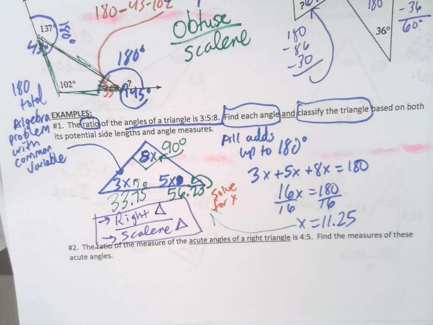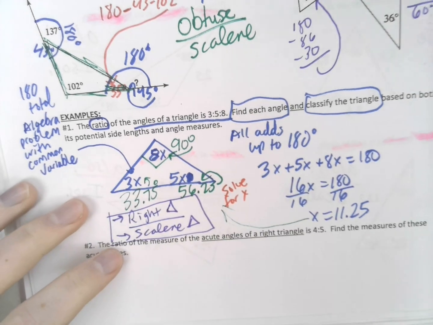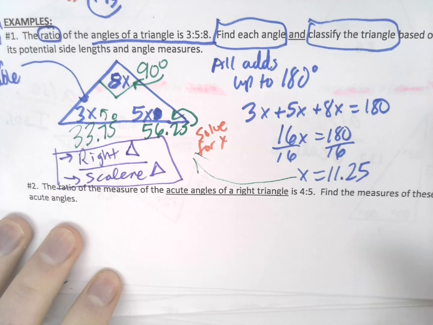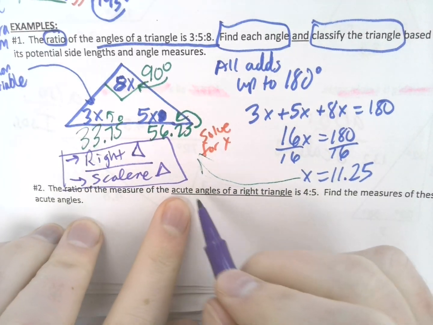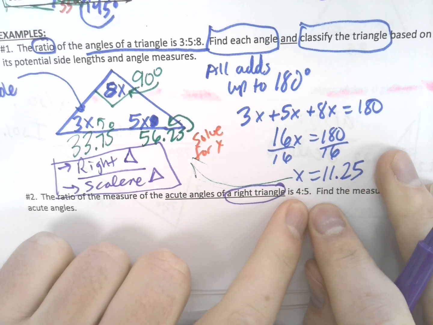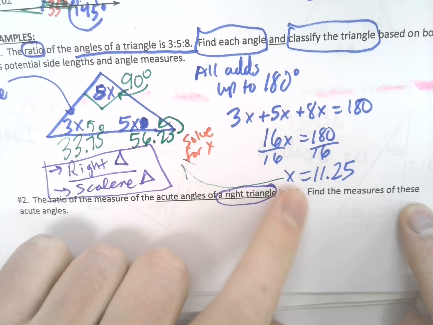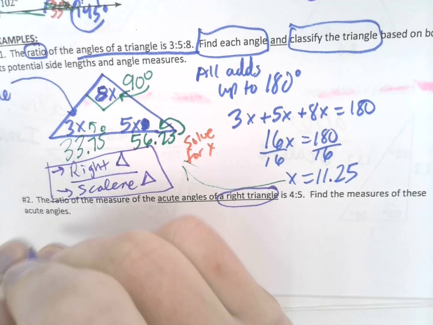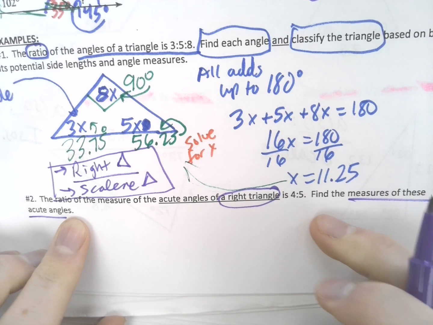Let's do one more together. One more like this. I'll set it up, or at least help you guys set it up, and then I'm going to let you take over from there. So let's look at number 2. So I'm going to zoom a little bit in here. There we go. So we know the ratio of the measure of the acute angles of a right triangle, they went ahead and told us it's a right triangle, is 4, 5. So all we have to do here, since we know it's a right triangle, is find the measures of these acute angles. So we're going to try and find our missing angles here.